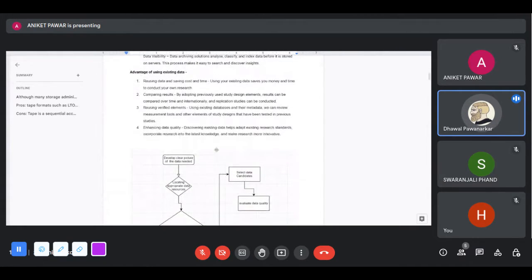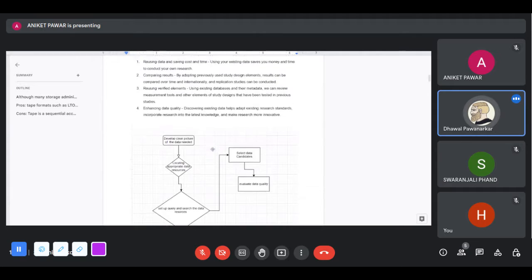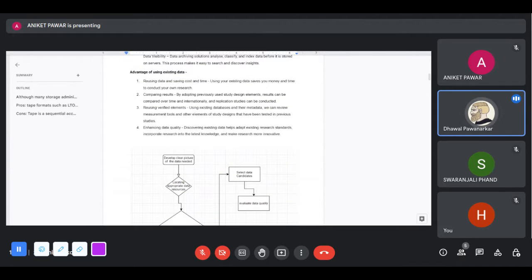The advantages of using existing data are, firstly, by reusing, it saves cost and time. Secondly, we have comparing results. Third, we have reusing the verified elements, and lastly, it enhances our data quality.